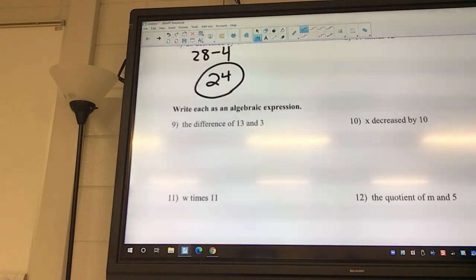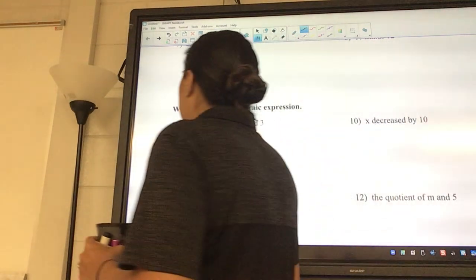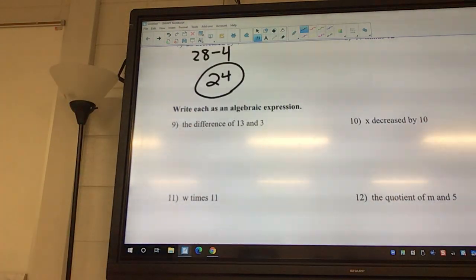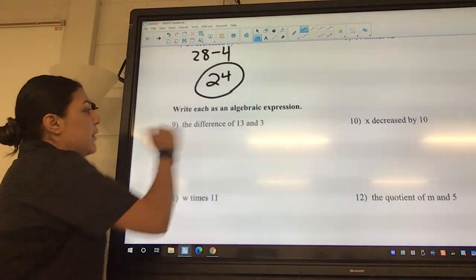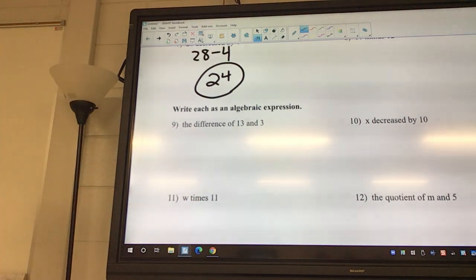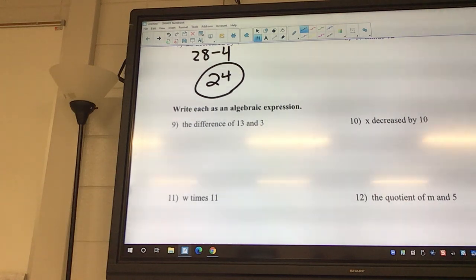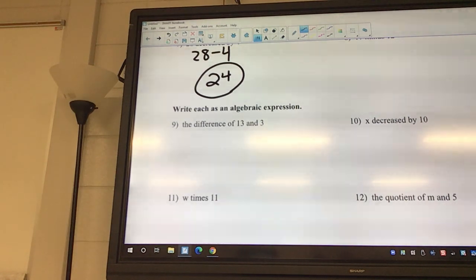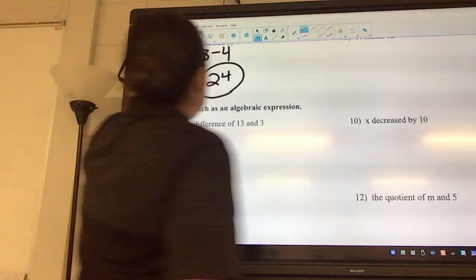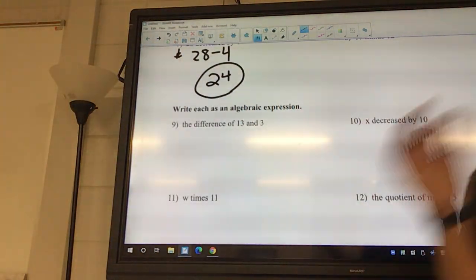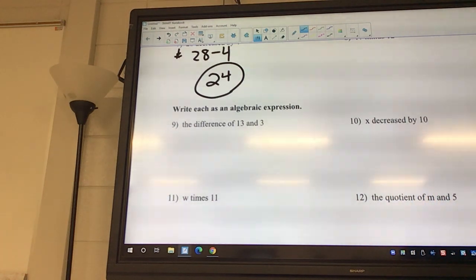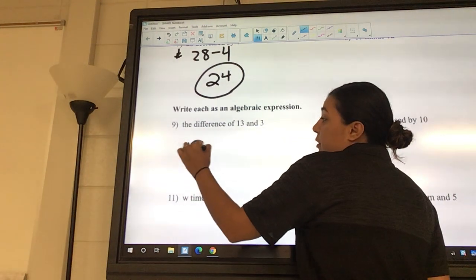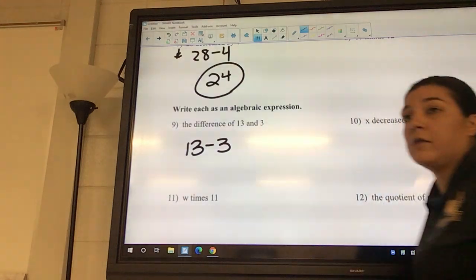Write each as an algebraic expression. Anytime you see that, the first thing is to look at what it says. Right now it says the difference of 13 and 3. We know evaluate means to put an actual number to something. An expression is this: 28 minus 4, 11 times 9. And we're doing just that. So what does the difference between 13 and 3 mean? Subtraction. So your algebraic expression is just going to be 13 minus 3.